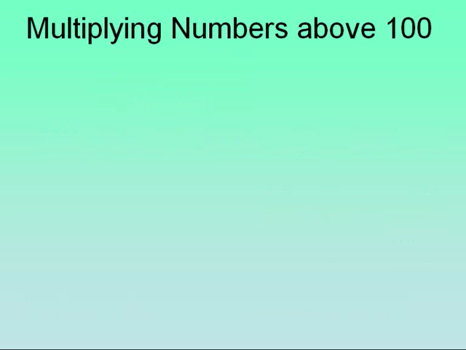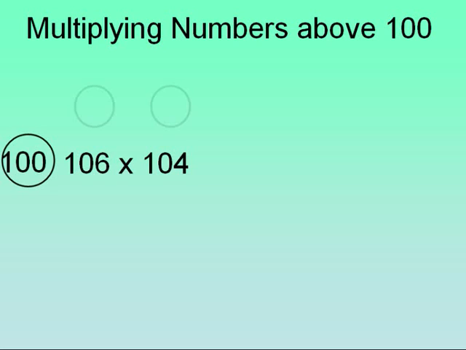Okay, now let's have a look at numbers above 100. 106 by 104. Here's a good example. Use a reference number of 100 this time. Add 6 and 4. 100 plus 4 gives 104, and 100 plus 6 gives 106. So what we do now is we add on the diagonal.